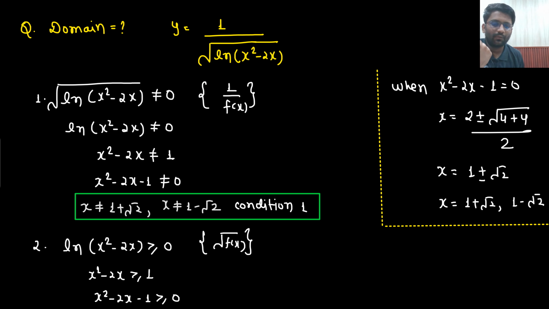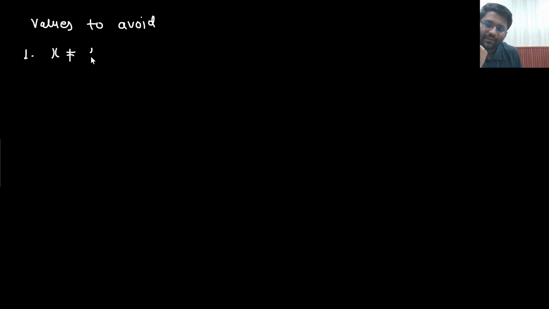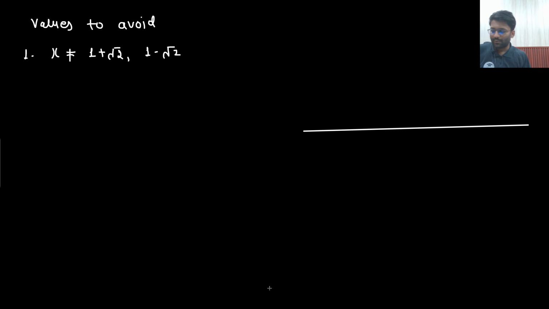So from all these three conditions, what is the answer you are getting? Values to avoid. First guy is saying that x should not be equal to 1 plus under root 2 and 1 minus under root 2. And let's make a number line as well. What is 1 plus under root 2? Let's write down the approximate value. 1 plus under root 2 is 2.41. So 1 plus under root 2 would be somewhere here.